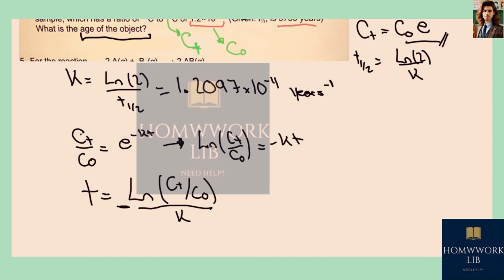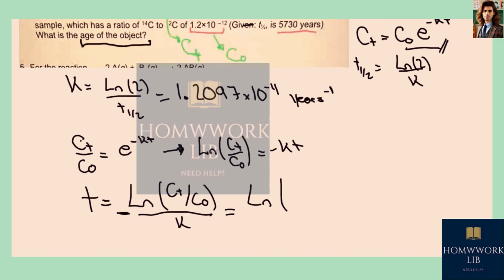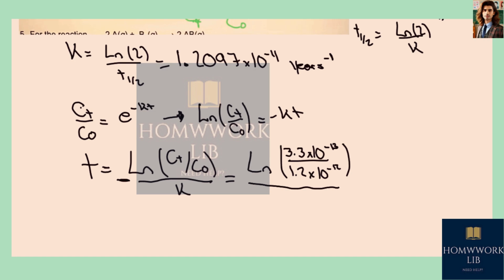And we're just going to replace the values that we just found. So this is going to be the logarithm. The Ct is going to be 3.3 times 10 to the minus 13. The initial value is going to be 1.2 times 10 to the minus 12. And the value for k is the one that we just found.